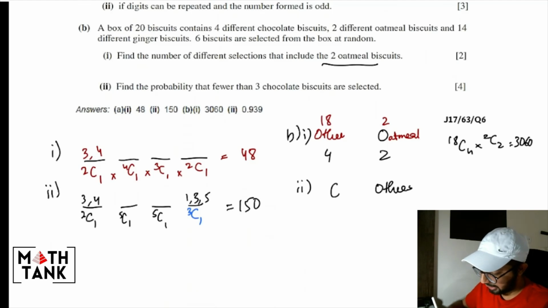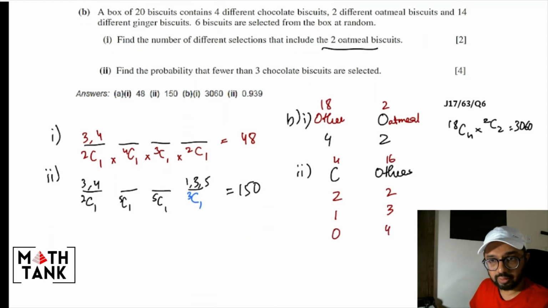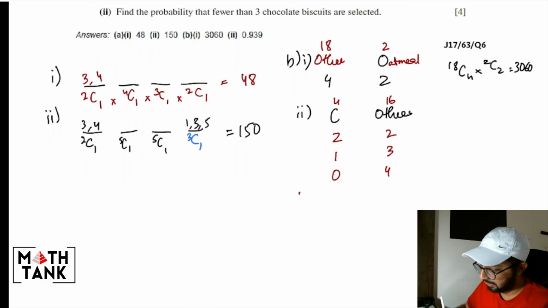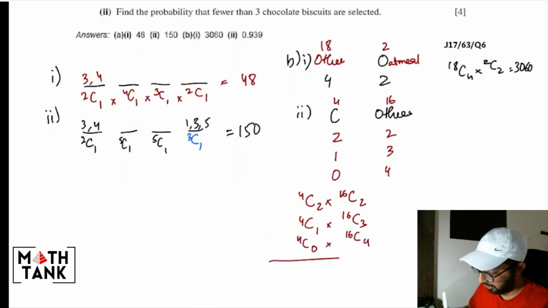So I'm going to say that there are 4 chocolates and there are 16 others. So fewer than 3 chocolate biscuits. So that's 2 and 2, that's 1 and 3, and that's 0 and 4. I could have all of these combinations. I could say that 4C2 into 16C2, and then 4C1 into 16C3, and 4C0 into 16C4, and all of this divided by unrestricted combinations 20C6.